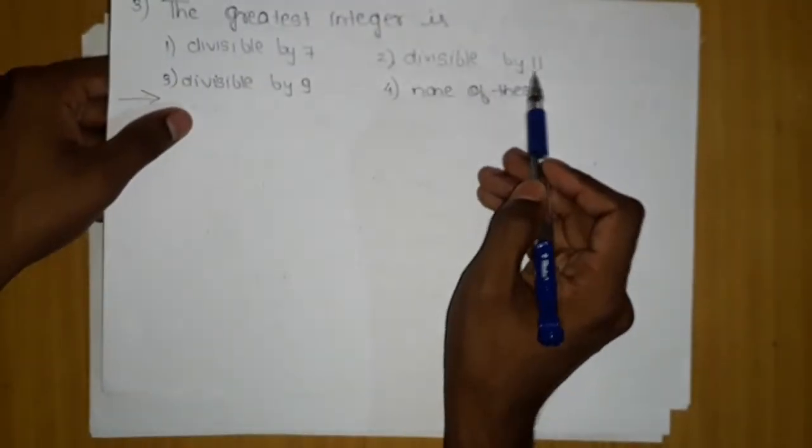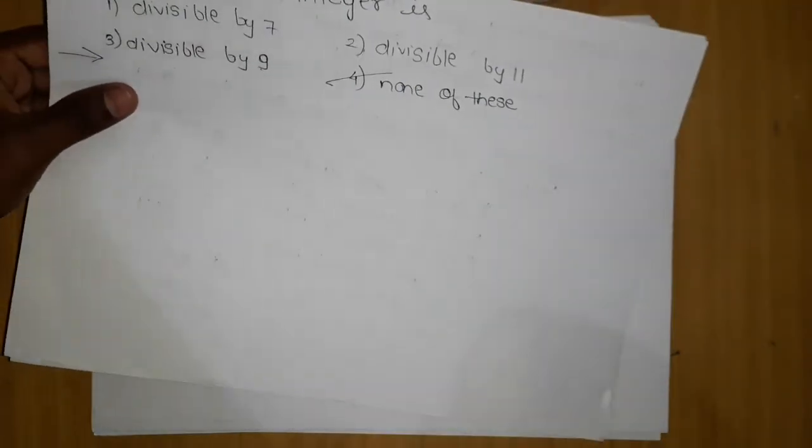Is it divisible by 11? No, it is not divisible. Is it divisible by 9? No, it isn't. So option 4, none of these, is the correct option. So 4 is the answer. Okay, so we are done with this first passage.